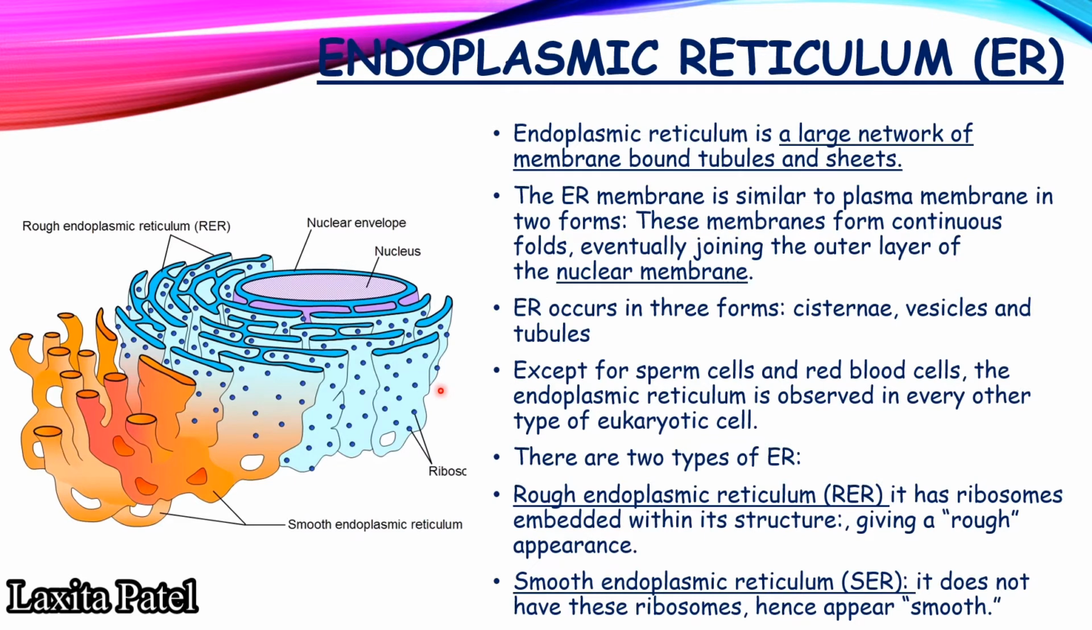All the eukaryotic cells possess these special organelles called the endoplasmic reticulum, except for the sperm cells and the red blood cells in human beings and other organisms or vertebrates. The endoplasmic reticulum is observed in every other type of eukaryotic cell.